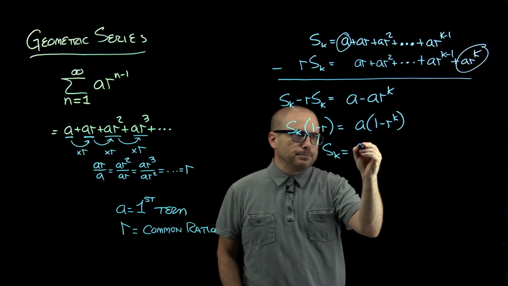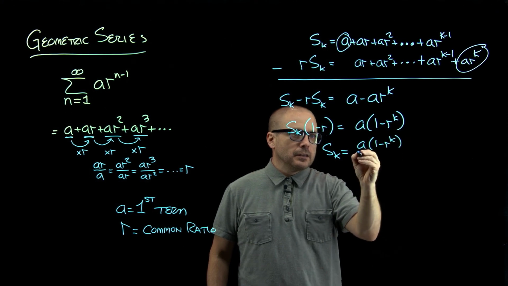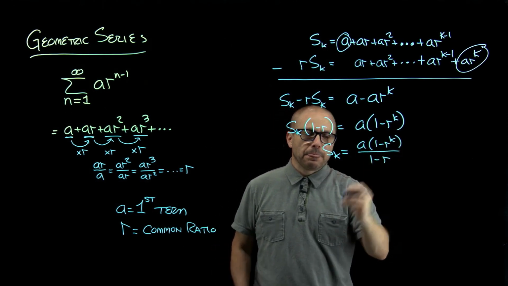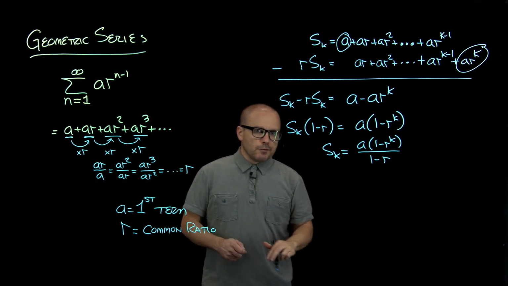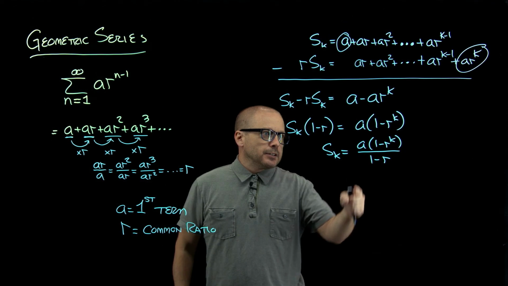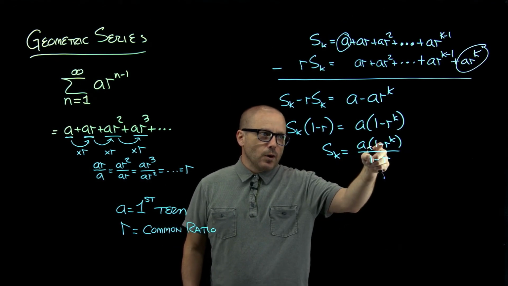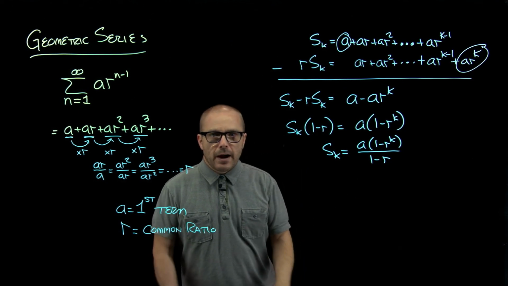The partial sum formula for a geometric is simply that. So if you wanted to know the sum of the first 1,000 terms, you don't have to add them up. You just take the first term times 1 minus the common ratio to the 1,000th power, over 1 minus the common ratio.